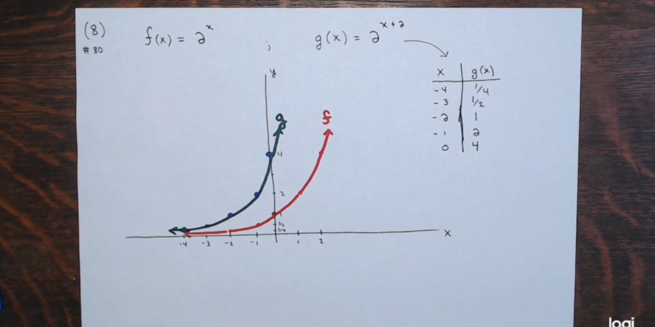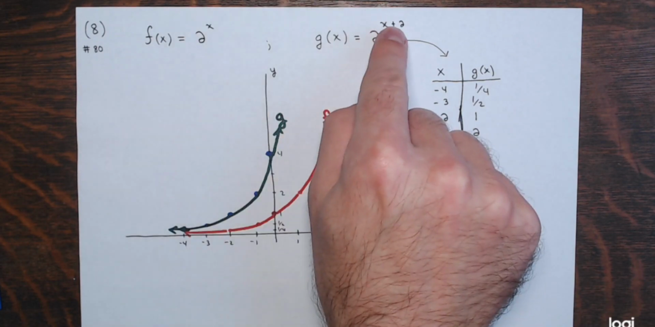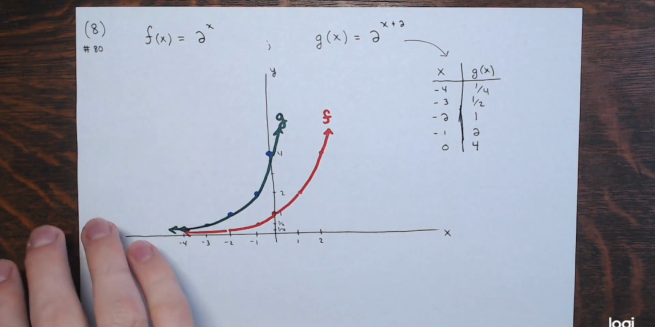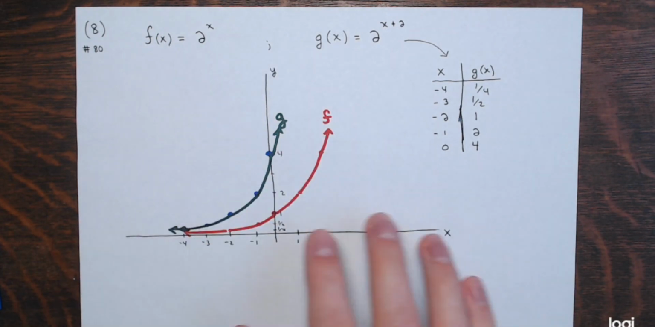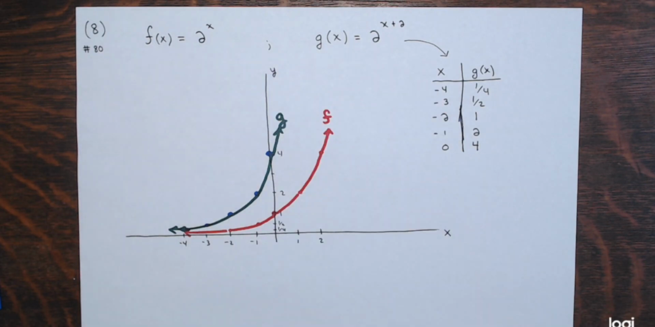But hopefully you noticed that when I replaced x with x plus 2, it just shifted the original graph left 2 units. Still got the x-axis as the horizontal asymptote. They're both still increasing functions. They both have a domain of all real numbers, and they both have a range of all positive numbers. Great, and again, you can put this up on Desmos if you wish, but I'm not going to do that now.